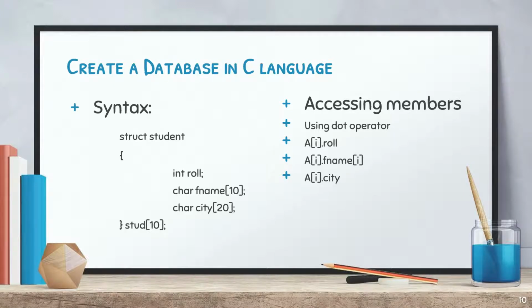by using a structure variable. So in our program, we are creating the structure student and we are maintaining the roll number of integer type, the first name of the student, and the city of the student, and we have created here 10 instances. We know that we can access a structure member by using the dot operator. So in general, we write a[i].rollnumber, a[i].firstname, a[i].city.